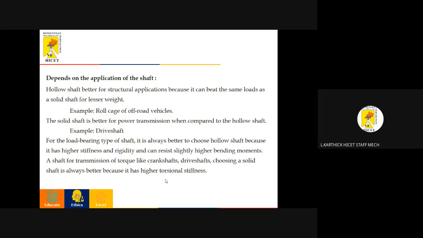Shafts for transmission of torque, like crank and drive shafts: choosing a solid shaft is always better because it has a high torsional stiffness. So in these cases, solid shafts are comparatively better than hollow shafts. In that aspect, we will go for solid shafts.